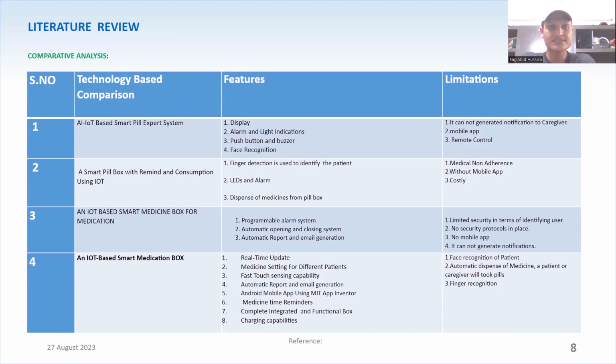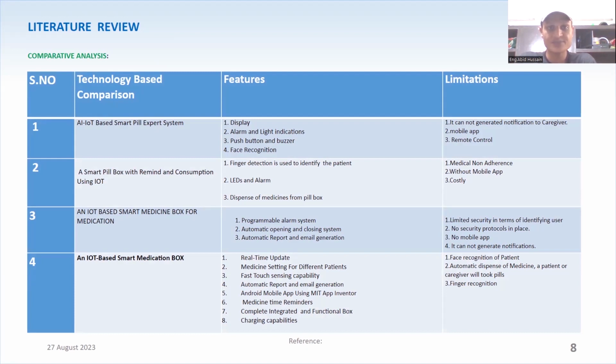The second one is a smart pill box with reminder and consumption tracking using IoT. Its features are fingerprint detection used to identify the patient, and LEDs and alarms. It dispenses medicine from the pill box. Its limitations are medical non-adherence without an Android app, and it's costly.